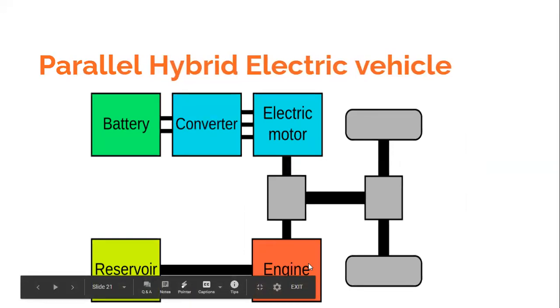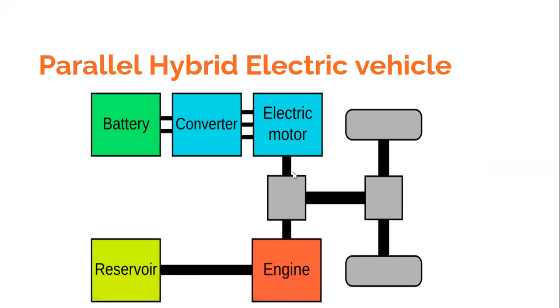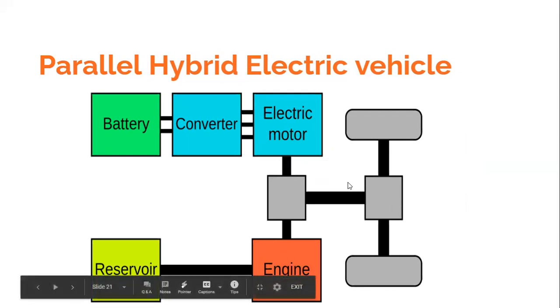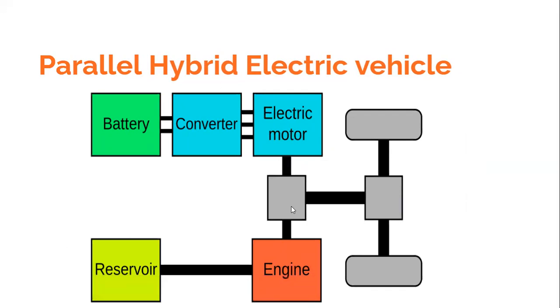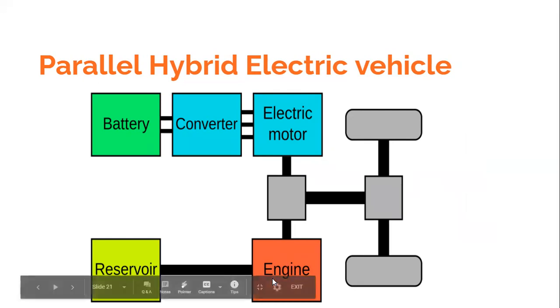Either one of them can take part in delivering the power, or both together can take part in delivering the power. Okay, so the motor can drive, the engine can drive, or both of them can drive. It can be considered as an IC engine vehicle with electrical assistance. So one can look at it from this perspective, that it is an IC engine driven vehicle with the assistance from the electrical motor and a battery system.